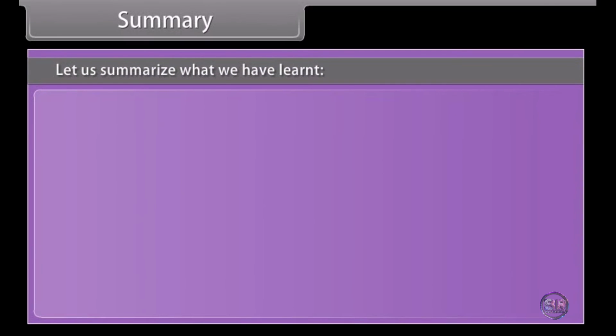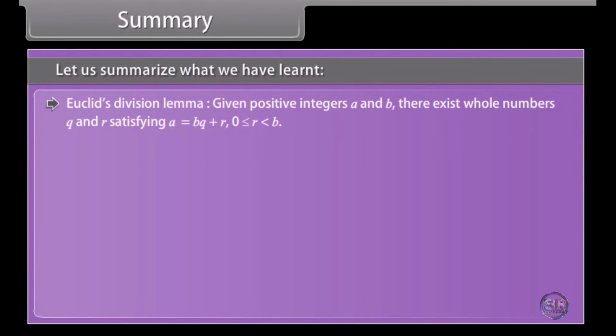Summary. Let us summarize what we have learned. Euclid's Division Lemma. Given positive integers a and b, there exist whole numbers q and r, satisfying a equals bq plus r, where 0 is smaller than or equal to r, which is smaller than b.